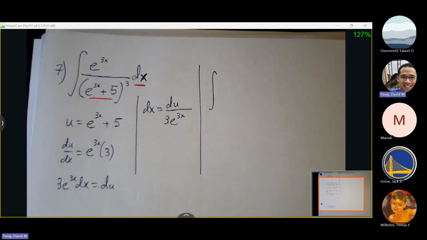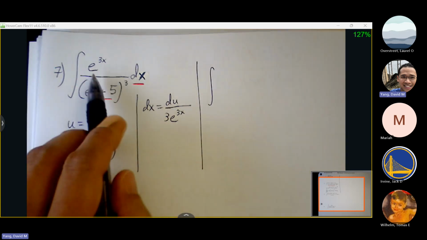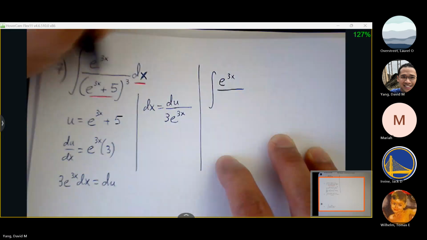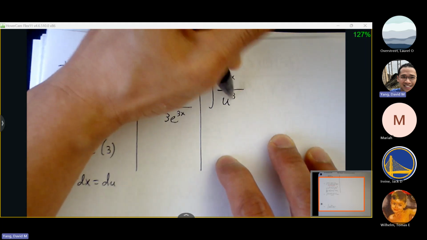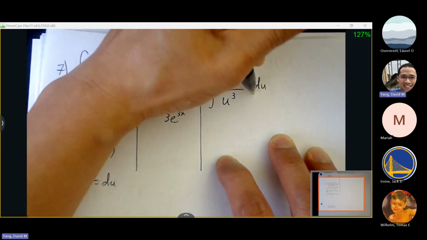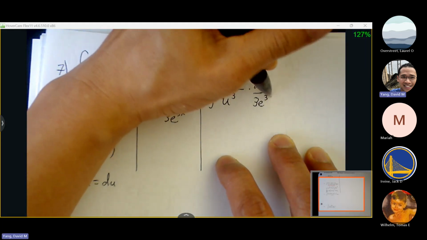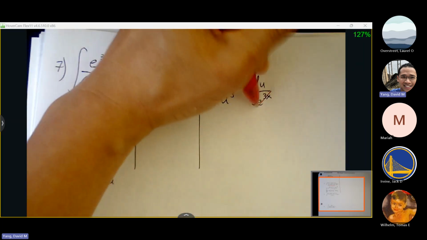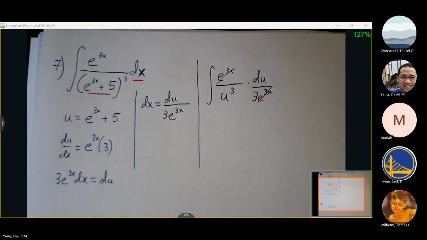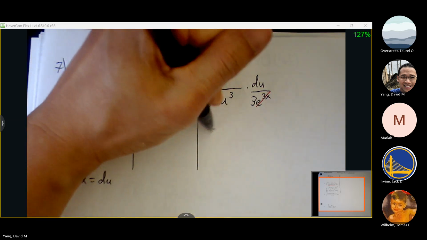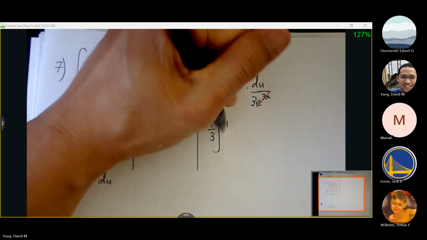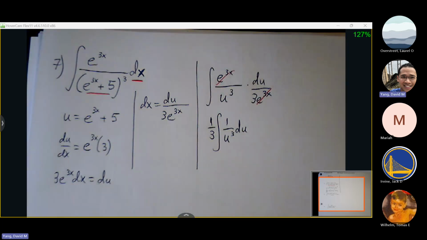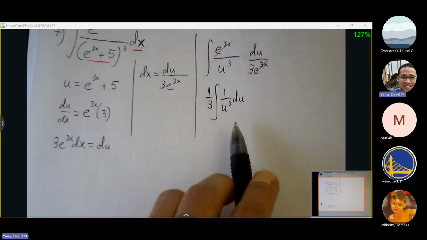Okay, e to the 3x above, denominator is u cubed, du over 3 e to the 3x. That's a good sign. We should be able to get that e to the 3x's to cancel out. Everything cancels out nicely. We're in terms of u. Okay, what rule do we use here?